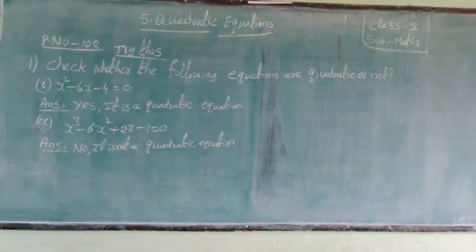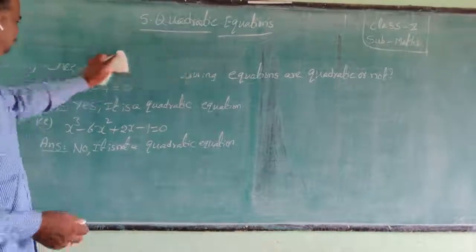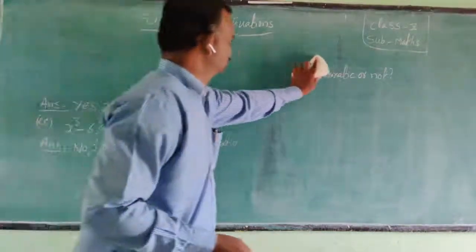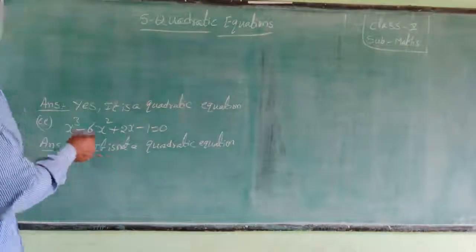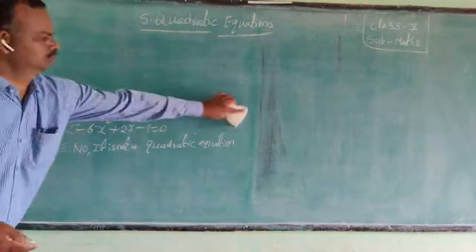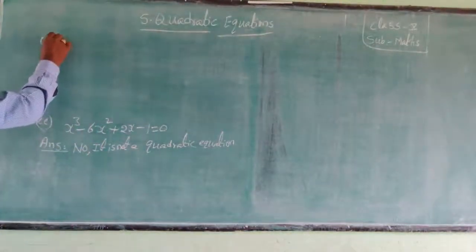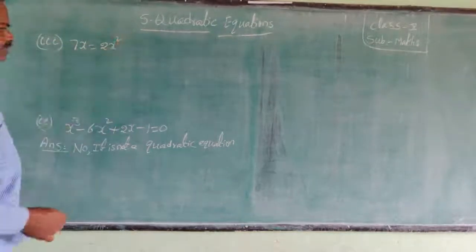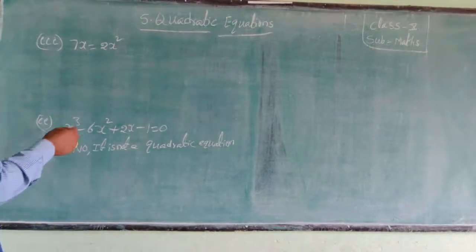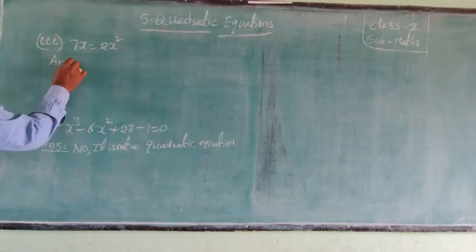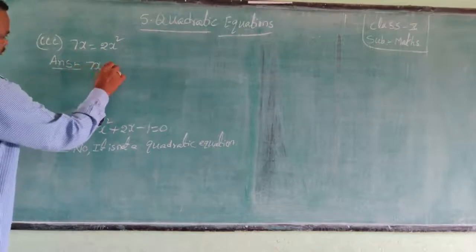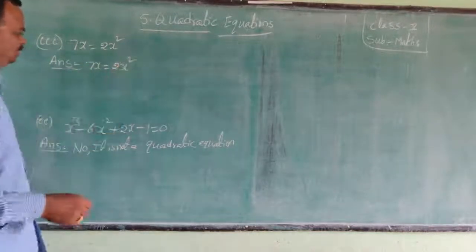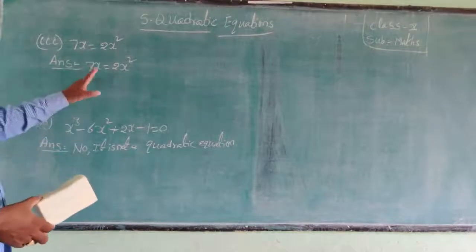No, it is not a quadratic equation. Third, 7x is equal to 2x square. Answer. The given equation is 7x is equal to 2x square.